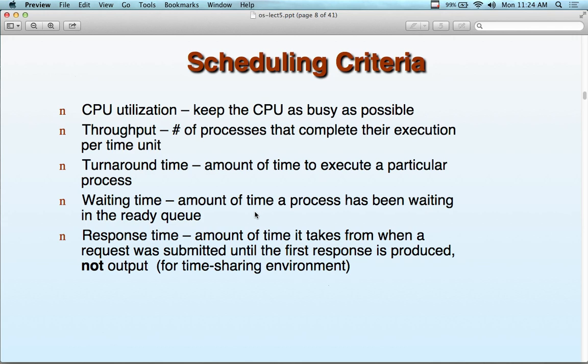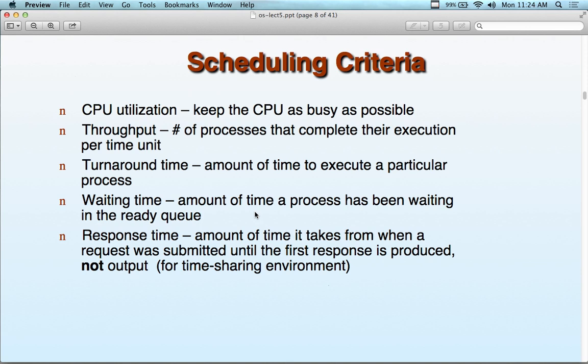Also throughput, which is the number of processes that complete their execution per time unit. Basically, throughput is going to be how much context switching or dispatch latency you're talking about. The more you put into there, one of them might have more than the other, which means the throughput's going to be different in the end.